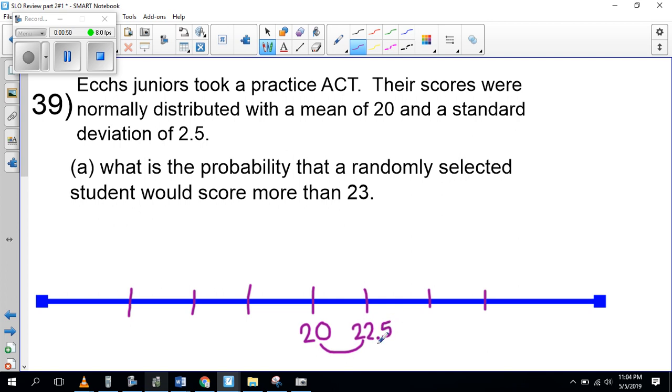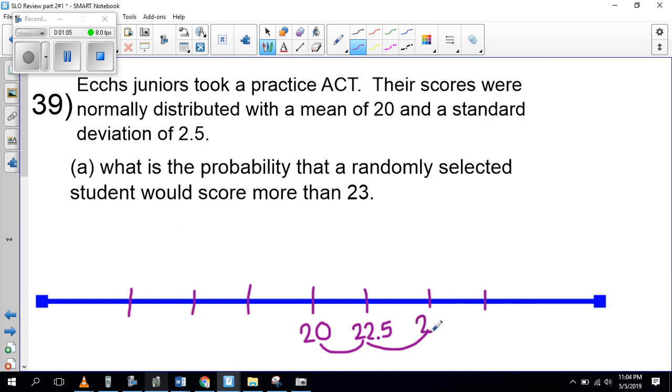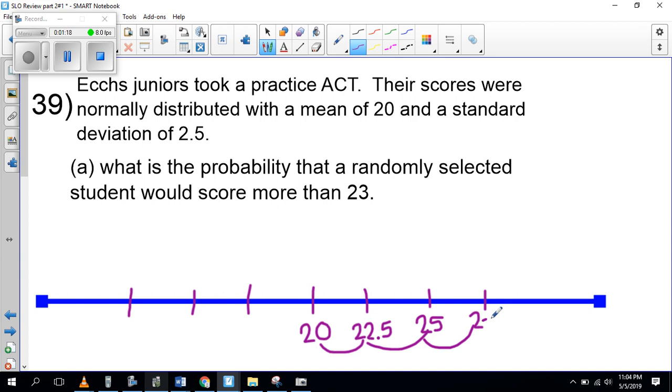And then we add 2.5 to our 22.5. So 22.5 plus 2.5 gives us 25. And then we're going to take our 25 and add 2.5 more. So we hit plus 2.5 and we get 27.5. Okay, so we know we're getting bigger this way.